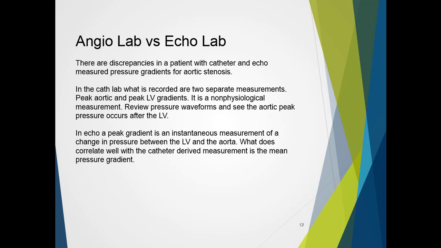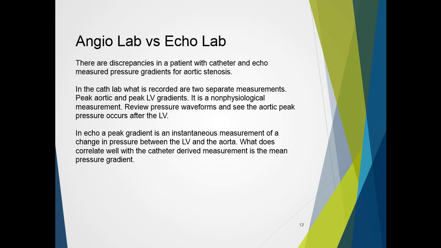For those working in the catheter laboratory and those in the echo clinic, they may see discrepancies in a patient between catheter and echo-derived pressure gradients for aortic stenosis. This is also related to the pressure recovery concept detailed earlier. In the cath lab, the cardiologist pulls the wire from the ventricle into the aorta. What is recorded are two separate measurements, peak aortic and peak left ventricular gradients. This peak-to-peak method is simply a derivation of the largest gradient of the LV minus the lower one of the aortic. This is a non-physiological measurement as the readings cannot actually be made simultaneously.